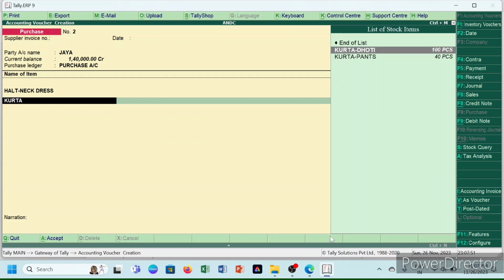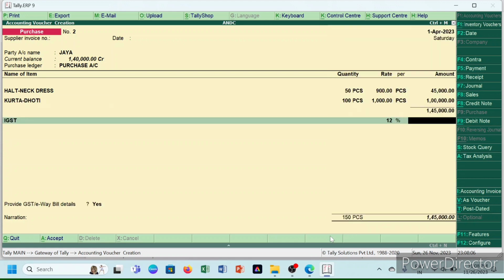IGST is 12%, so you have to calculate IGST. You can calculate from 1,45,000. 12% of 1,45,000 is 17,400. 17,400. The total amount is 64.